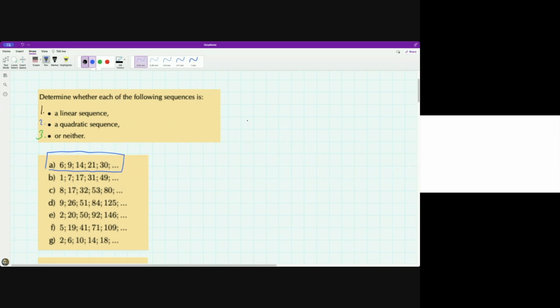So I know I need to check for these things called differences. When I look at the differences between the terms, I see a difference of 3, of 5, of 7, of 9. The first difference is not constant, but the second difference is constant. And when the second difference is constant, I know it's a quadratic sequence. So I'll just say 2.